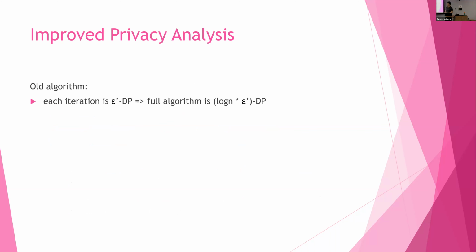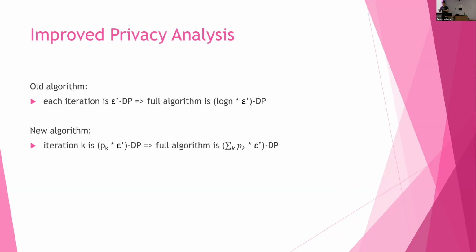So in the original algorithm that got log squared additive error, we said that each iteration is epsilon prime DP, and then there are log n iterations. So the full algorithm is log n times epsilon prime, which is epsilon DP. In the new algorithm, because we are doing the sampling, and because of the privacy amplification lemma, each iteration k is p_k times epsilon prime DP. So the full algorithm is some p_k times epsilon prime DP.